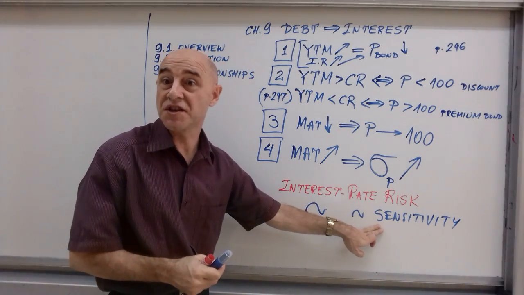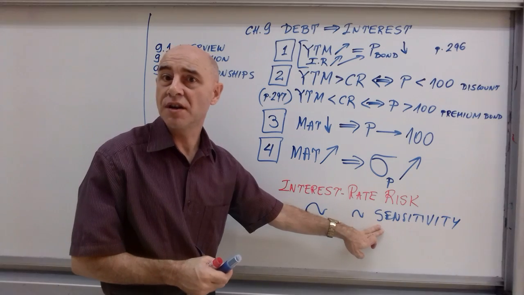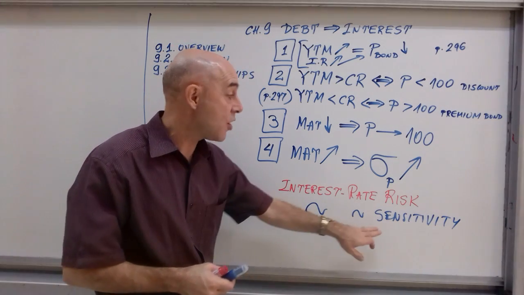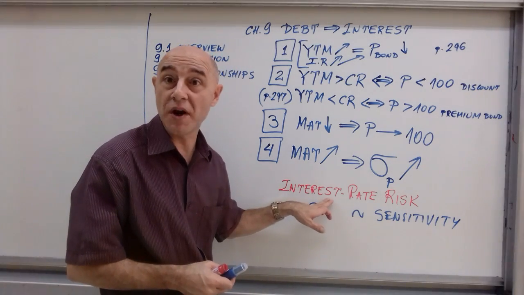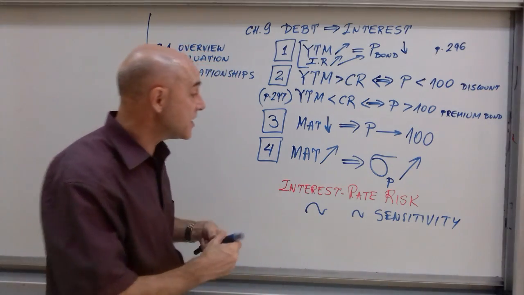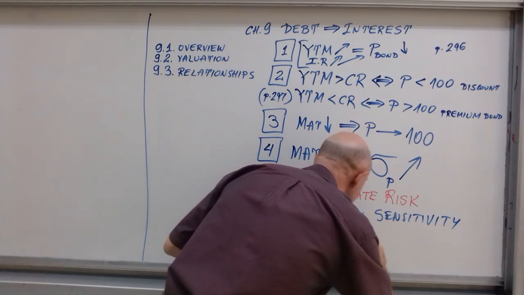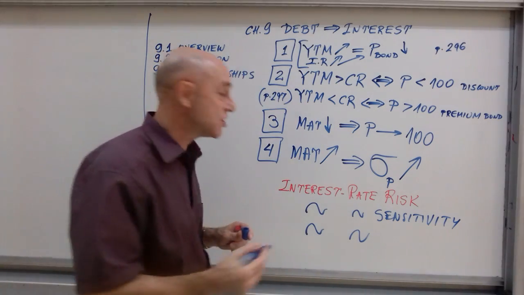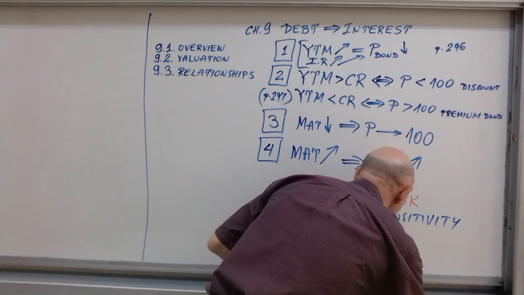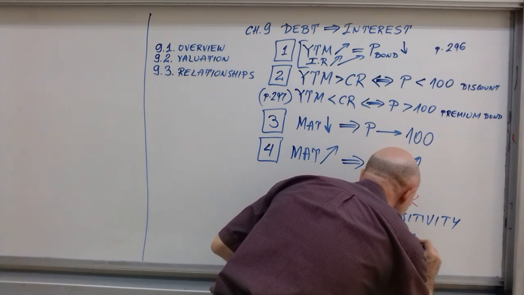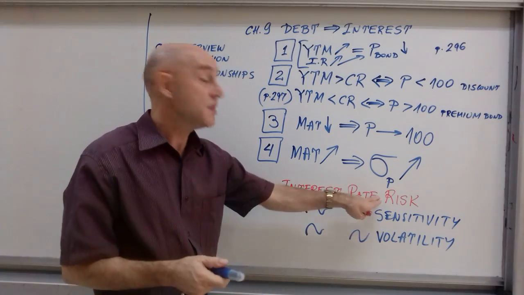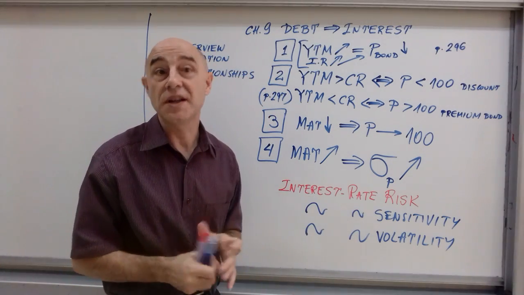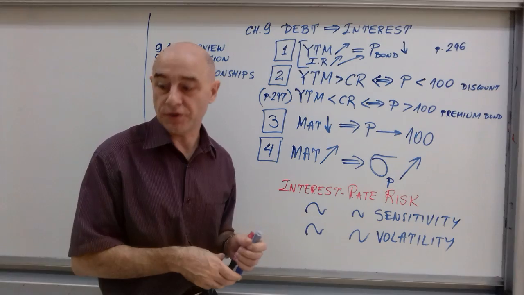Sensitivity means change, how much the price changes when interest rates go by 1%. And interest rate risk is the same as interest rate volatility. So, volatility measures risk. Well, that's what 2 chapters ago.